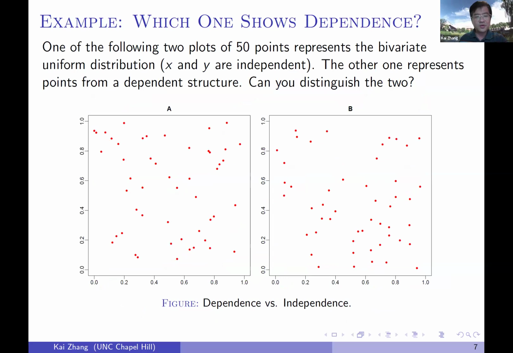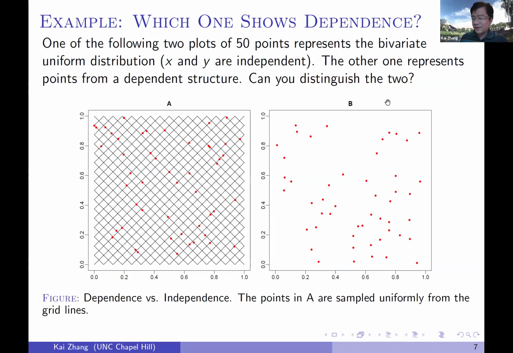To illustrate how difficult the problem can be, I'm giving my audience a little quiz. I have here two plots of 50 points. In one of the two plots, X and Y have a relationship. In the other plot, X and Y are independent. So the question is whether you can distinguish the two, right? Let's just do a show of hand over Zoom. If you think plot A is showing some form of relationship between X and Y, please raise your hand. Nobody. So I guess you all choose B. But the answer is A, right?